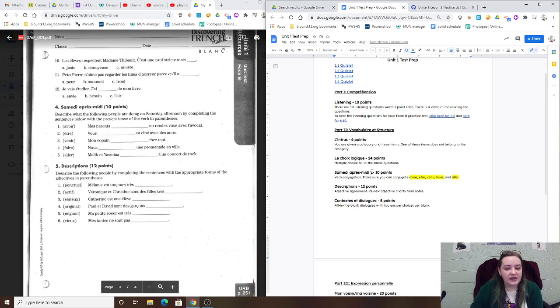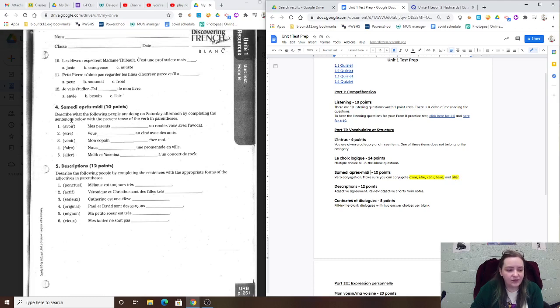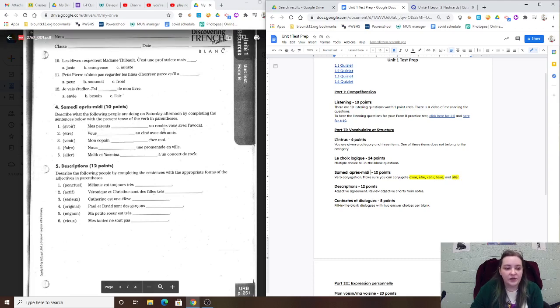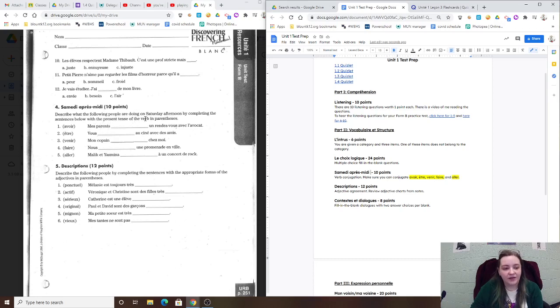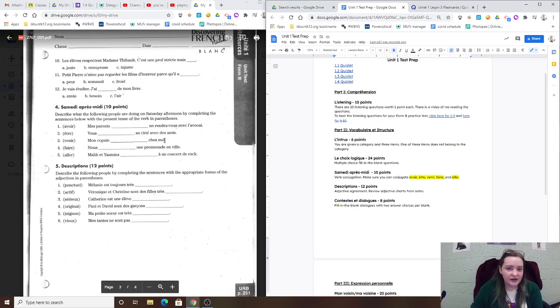Then, samedi après-midi, this section is just conjugating verbs. We used 5 verbs mostly this unit: avoir, être, venir, faire, aller. This section will look very similar to this. You'll have the verb you need to conjugate off to the side, and then a fill-in-the-blank sentence. You need to look at what the subject is. So mes parents, that's ils, I-L-S. So you need to conjugate avoir for ils. Mes parents ont, O-N-T, un rendez-vous avec l'avocat. Have a meeting with the lawyer. This is just knowing verbs. So if you don't know how to conjugate these verbs, learn how to.